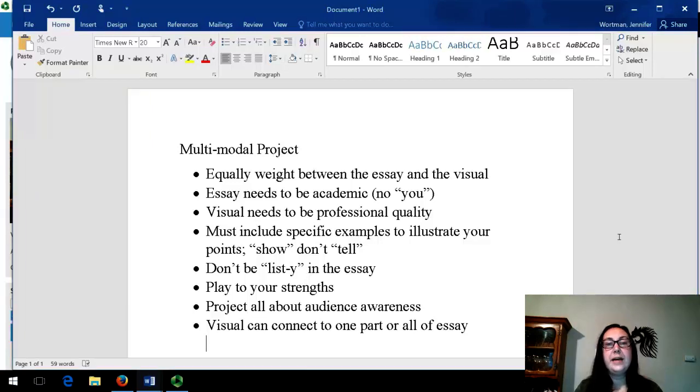And then just my last point, when you're thinking about the visual portion, the visual can connect to one part of your project, one part of your essay, or all of the essay. Sometimes there's a key component that students really want to hone in on, and so they do that. Others make it bigger: this is really representative of everything that I've talked about in the essay. Either way is fine, just make sure that the visual is equally complex to your essay, right? Again, it's that college level publishable work. You want to make sure that it is that higher quality.